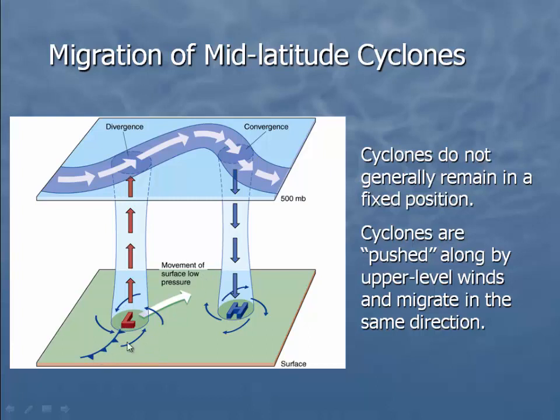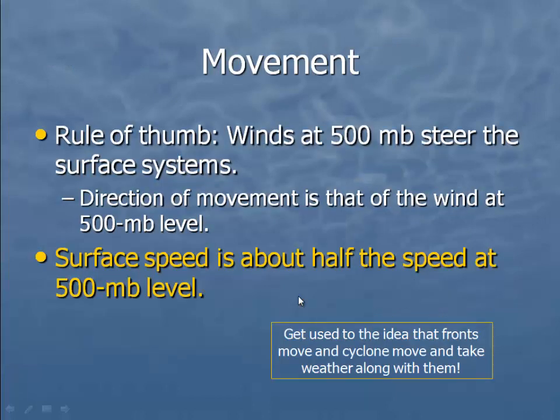Are we going to be influenced by the cold front, or are we going to be influenced by the snow on the backside of the low pressure system? Well, look at the upper level winds and give yourself a guesstimate of where the surface low should be tracking based on the direction of the upper level winds. So here's the rule of thumb. Winds at 500 millibars steer the surface, and the surface speed is about half that of the 500 millibar level.